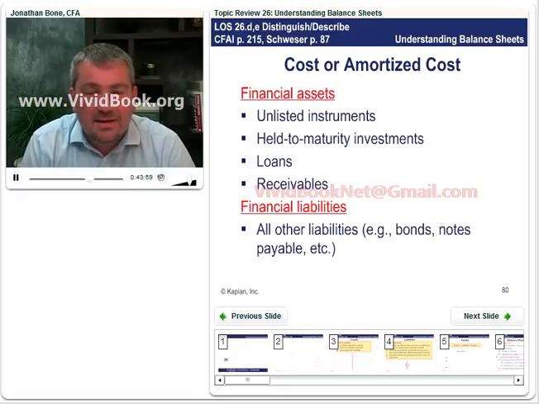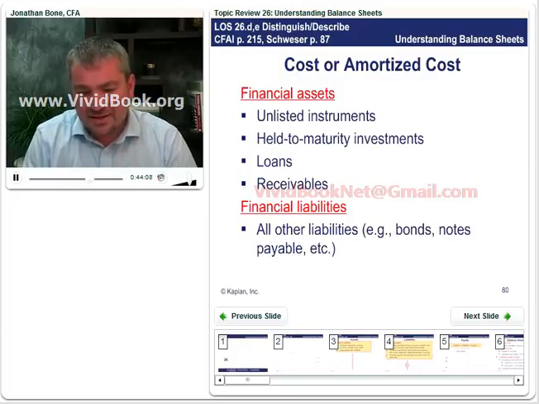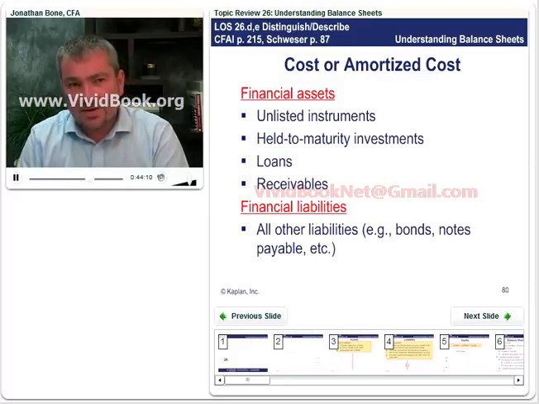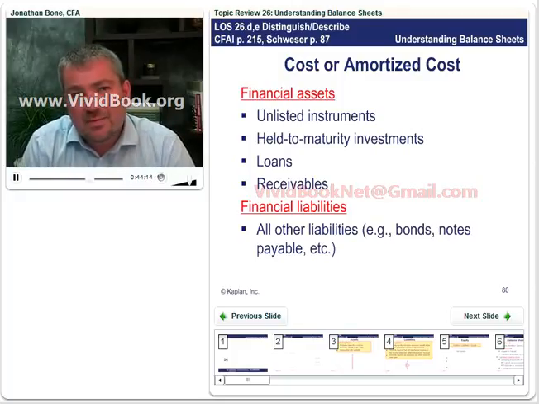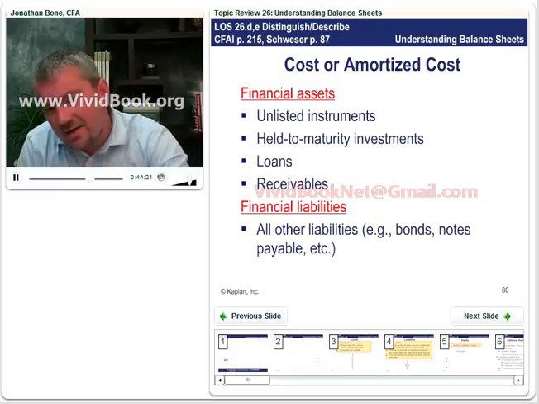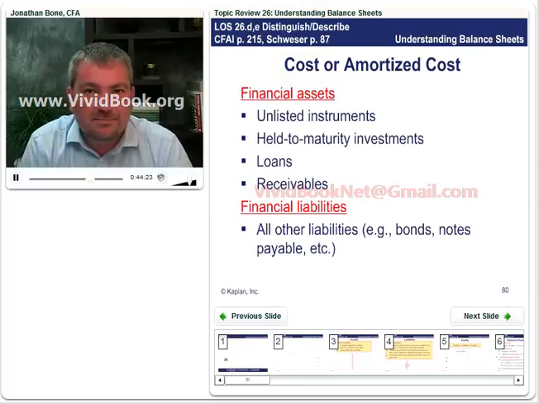essentially, originally they're recorded at purchase price, but we then amortize any premium or discount. This has the effect of changing the asset's value to par value over its life. So if you bought a bond at a discount, it will slowly migrate to par over its life. If you bought a bond at a premium, then it's going to slowly come down to par value over its life.